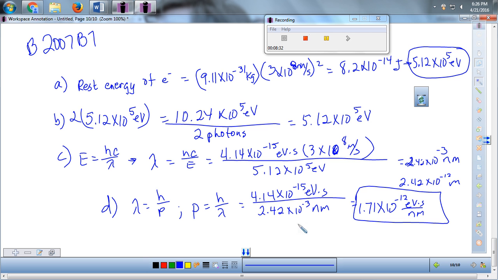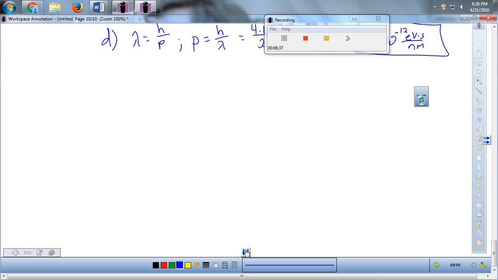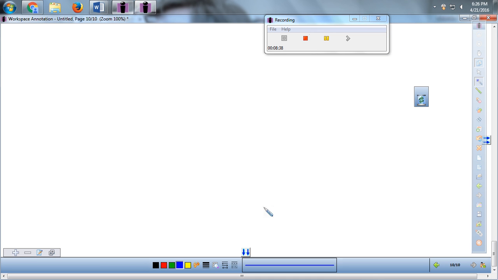All right. I think we have one more to do, and we'll finally be through with all these lovely nuclear physics ones. So then we had 2007, same year but a different test, B7. It said, determine the rest energy of a positron. Well, we just did that a minute ago, but we'll do it again.